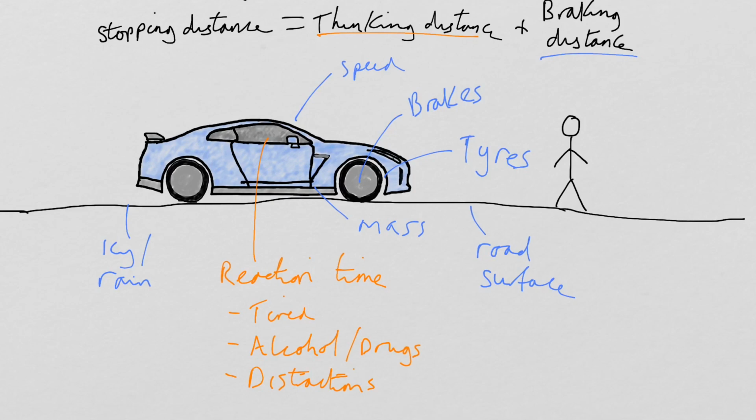So all of these things, actually I'm just going to go back to speed. Speed will also affect the thinking distance as well, because if the car is going faster, it will move further whilst the driver is reacting as well. All of these things will affect the total stopping distance of the car.